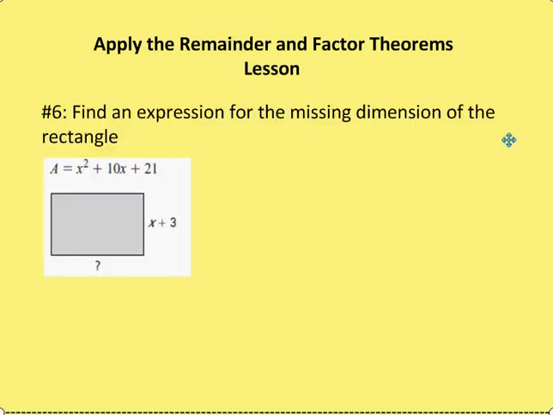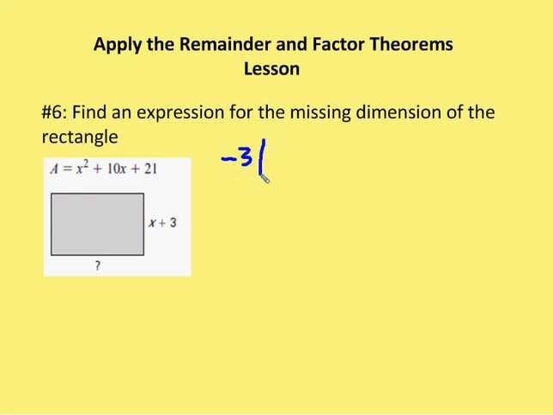Okay, last problem. I'm asked to find an expression for the missing dimension of the rectangle. The missing dimension is this question mark. I know the product of the width times the length is going to be equal to the area, x squared plus 10x plus 21. So I can treat x plus 3 as my divisor, and I can treat x squared plus 10x plus 21 as my dividend. I'm going to use synthetic division because that's typically what most students don't know in this case.